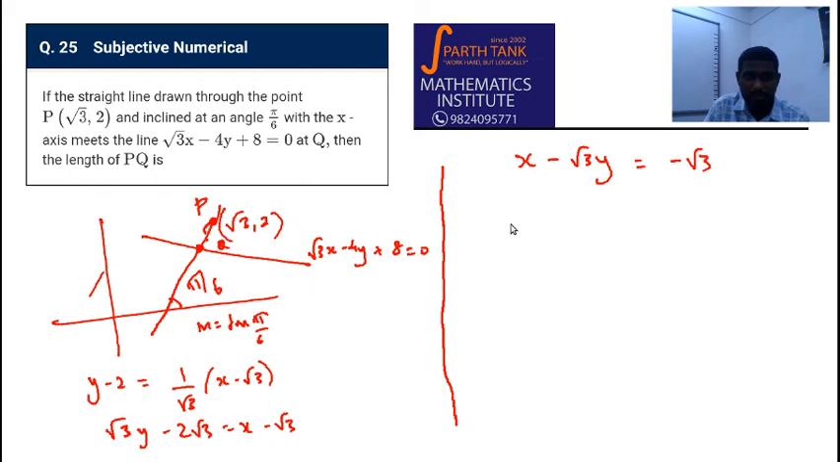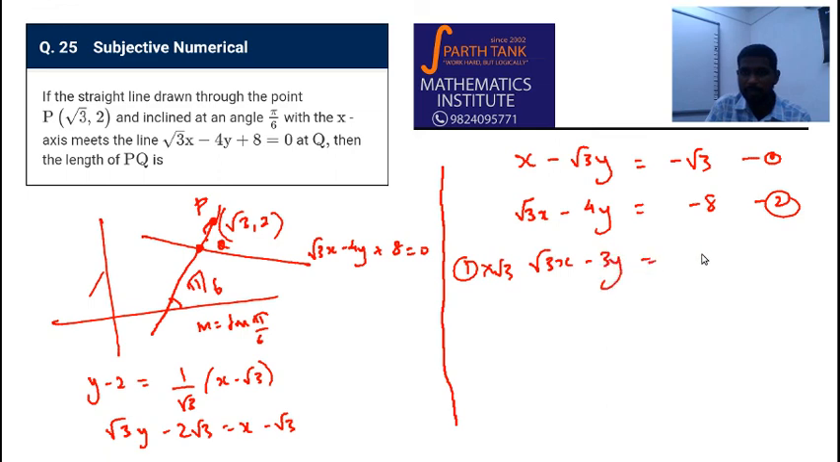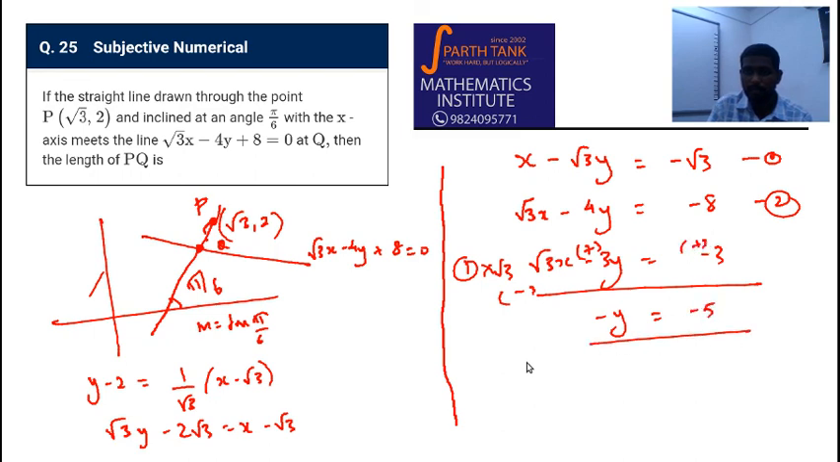Now solve this, and let's say this is the first equation. Second equation is this equation itself, root 3x minus 4y is equal to minus 8. To solve, multiply the first by root 3 and you write it here: root 3x minus 3y is minus 3. Subtract them both. So I get minus y is minus 5, or y is 5. Substituting it in here, for example, x minus 5 root 3 is minus root 3. So x is 4 root 3.